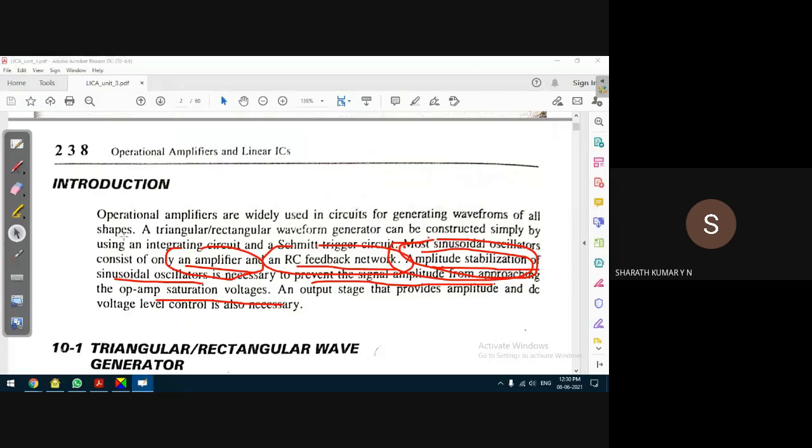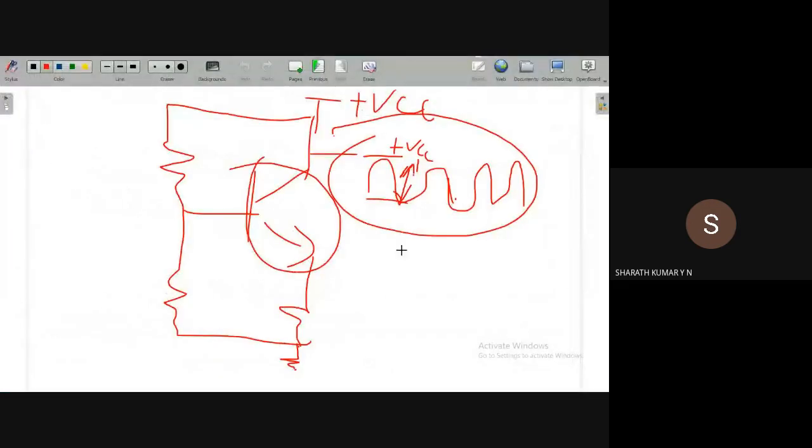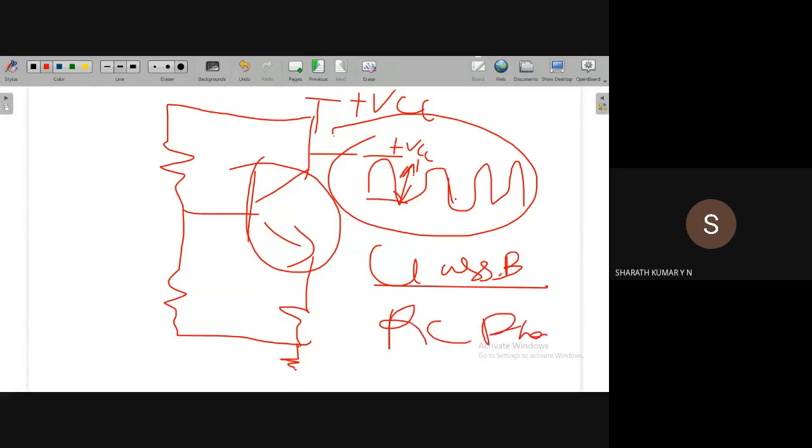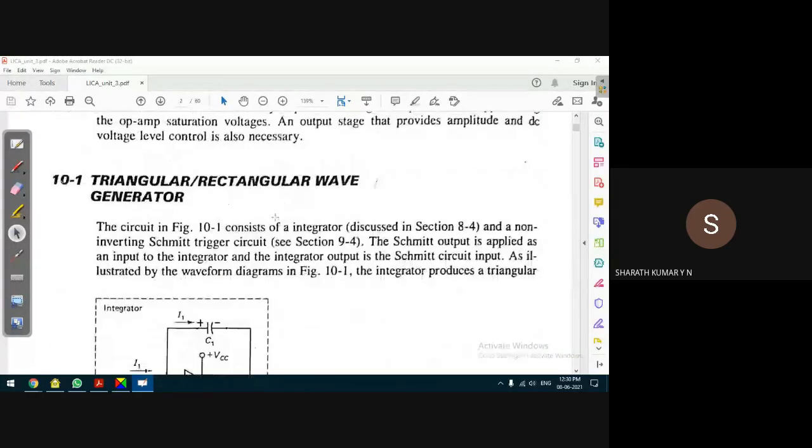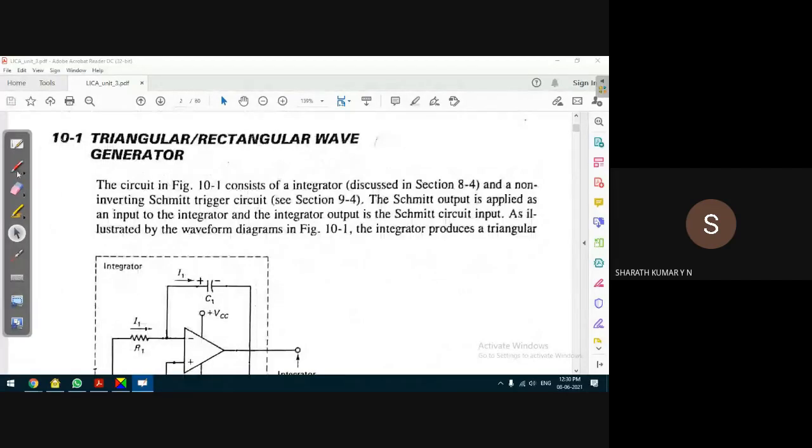Of course, we discussed this with respect to op-amp. I gave the example of the BJT because we have seen the Class B push-pull amplifier in the ADC lab, as well as the RC phase shift network. This we also saw in the ADC laboratory. And we had the crystal oscillator, which is another type of oscillator network. First we'll discuss the triangular and rectangular waveform generator using the op-amp.